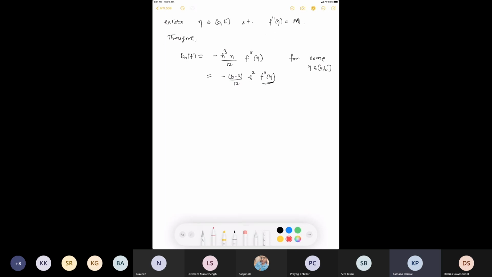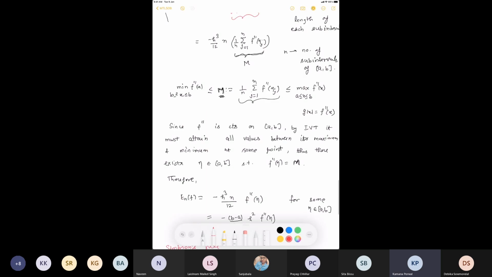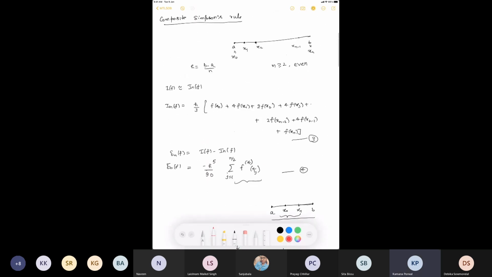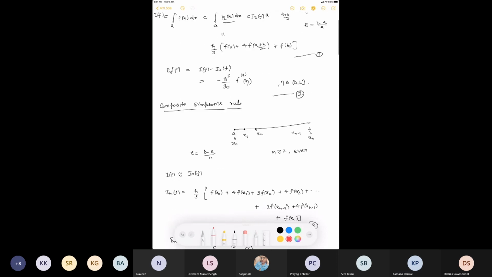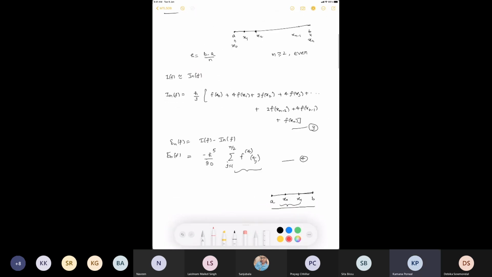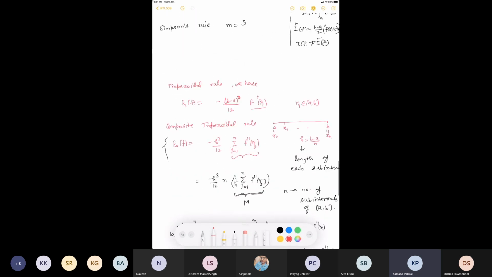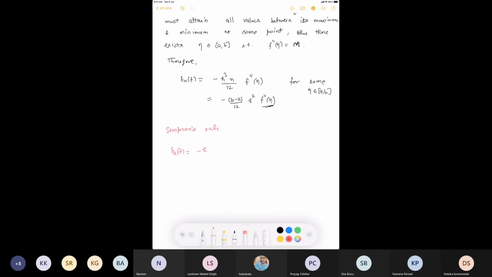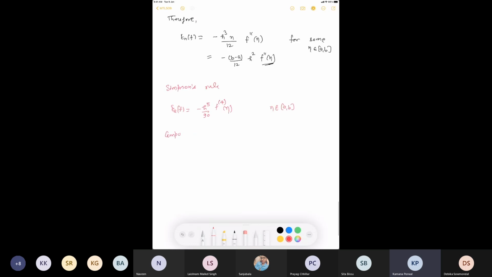So first of all, for the Simpson rule, we simply have, so let's write down, the error is given by, so we already gave it as an equation number, this equation number 2, right? So this is minus h raised to power 5 divided by 90, and the evaluation of the fourth derivative of f at some eta. Eta is in the interval AB, right? And for the composite Simpson rule, we can simplify as in the case of the composite trapezoidal rule.